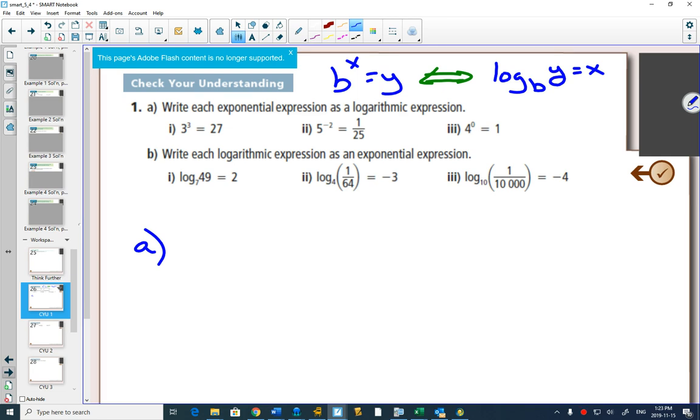The base is still the base of the log. Logs, the way that I remember it is I say, well, logs help me solve for exponents. So the equals is always the exponent on the other side. And then the only other thing would be the answer. So 3 to the 3 equals 27. That's the same as writing this.